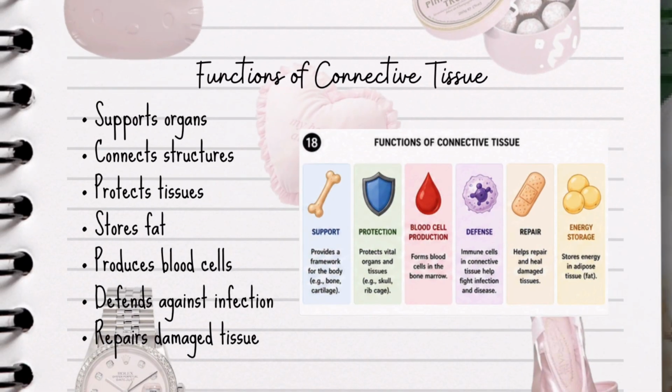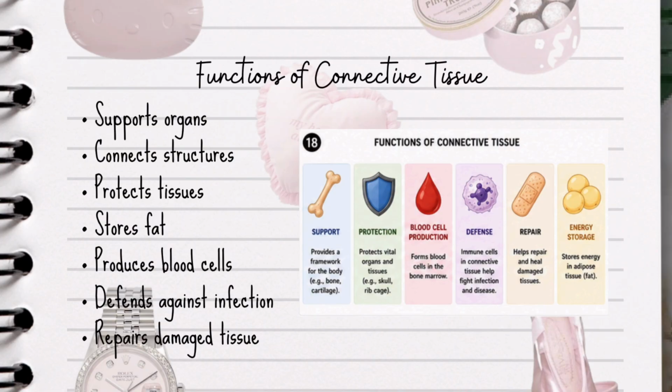Because connective tissue is found throughout the body, it performs many essential functions. First, it supports and binds structures together, forming the framework that helps organs maintain their shape. It also protects delicate organs, cushions tissues from injury, and fills spaces between body structures. Certain connective tissues store fat, which serves as an energy reserve, provides insulation, and cushions internal organs.